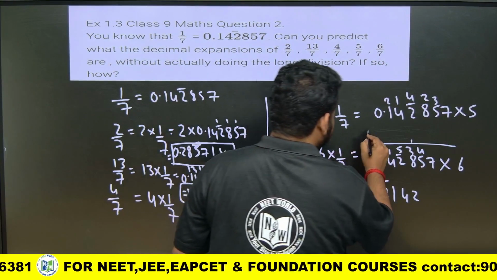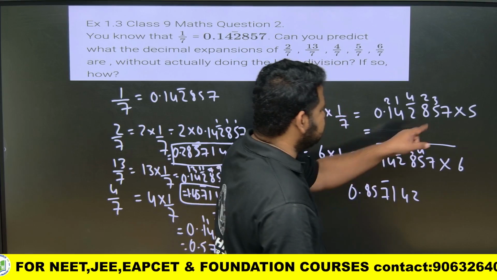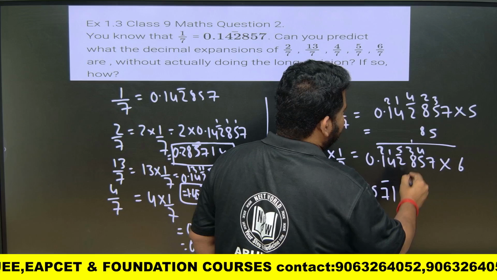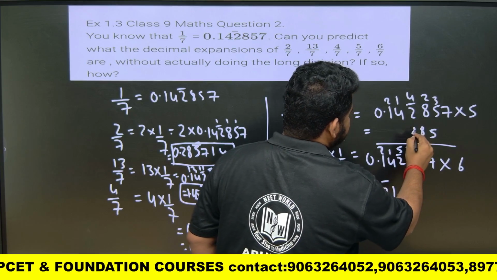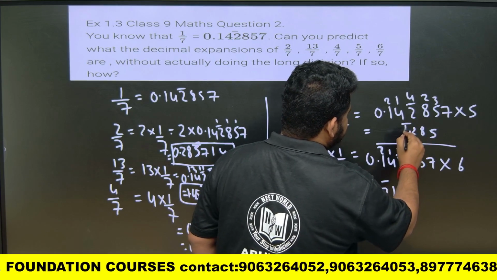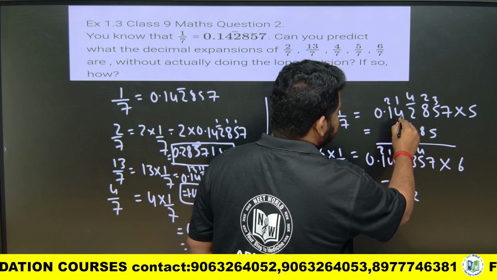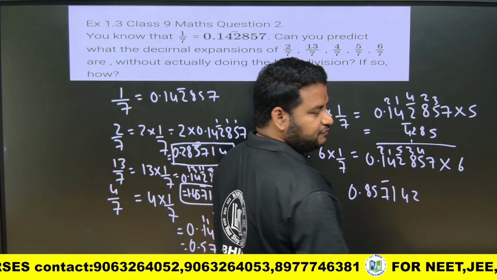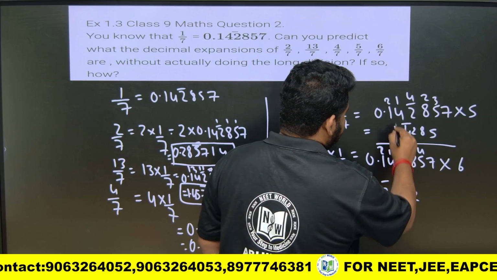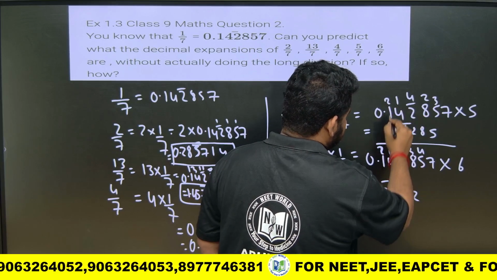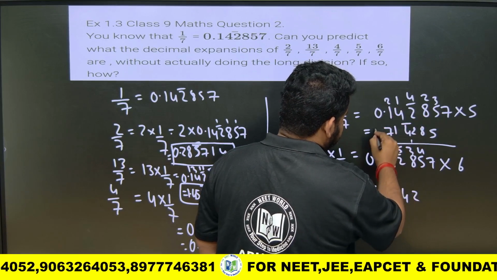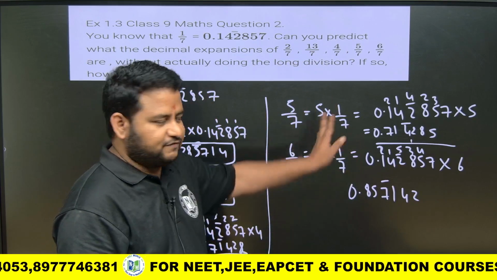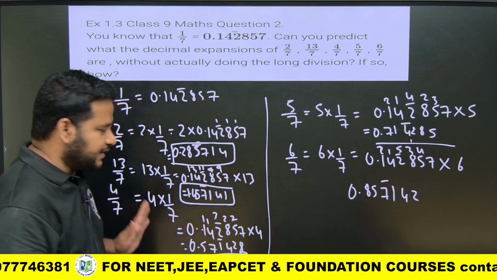Let us have a look at the number for 5. 5 7s are 35. 5 5s are 25, 28. 5 8s are 40, 42. 5 2s are 10, 14. On 4 there should be bar. 5 4s are 20, 21. 5 1s are 5 plus 2, 7. I took it as 5 2s, so that is the mistake I made. No problem. This is 0.714 bar 285. This is the answer to this question. I hope it is clear.